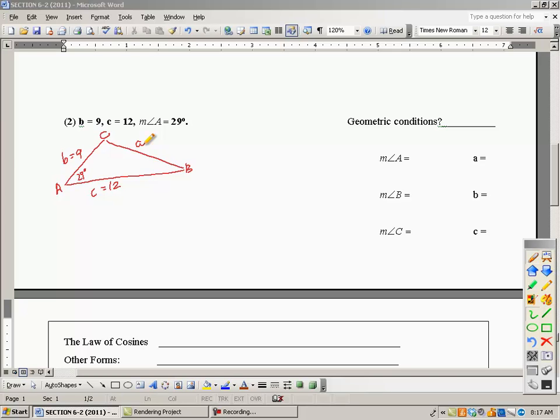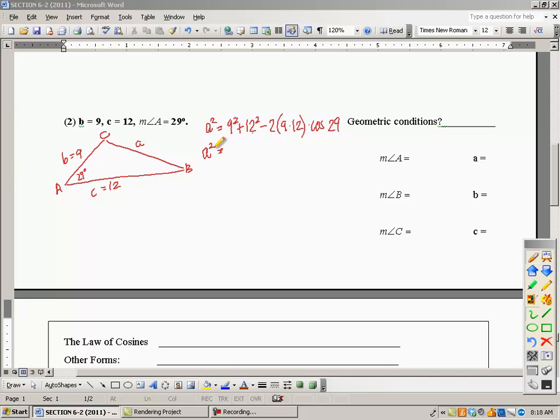Okay, I'm going to start by finding side A because I know angle A. So I'm going to say in order to find side A, we know that A squared, according to what we had before, is b squared plus c squared minus 2 times b times c times the cosine of my angle 29.